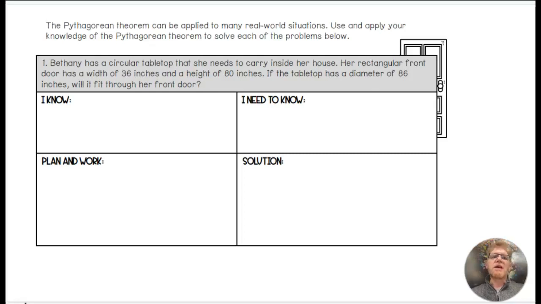Well, here you go. Bethany has a circular tabletop that she needs to carry inside her house. So let's highlight some things. Her rectangular front door has a width of 36 inches and a height of 80 inches. If the tabletop has a diameter of 86 inches, will it fit through her front door?